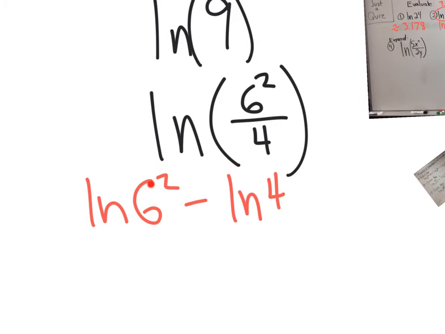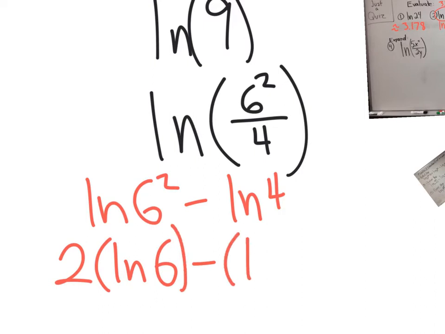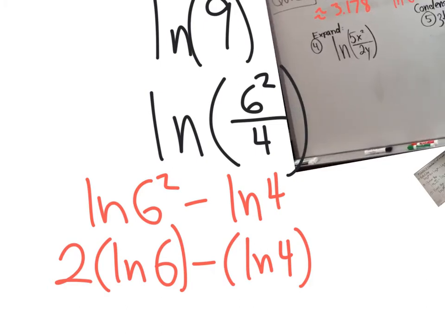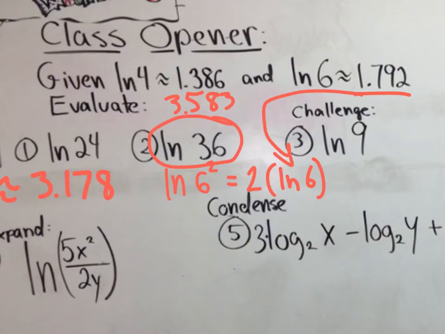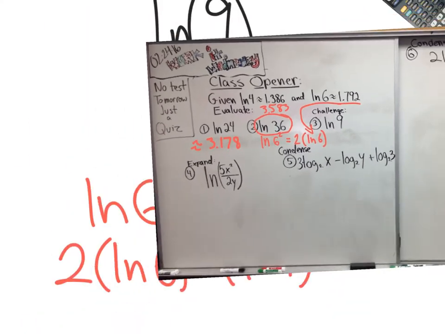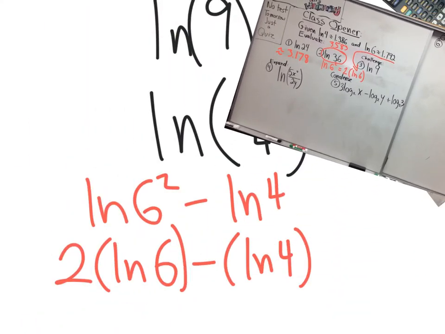And of course, this power could also be expanded out here to the front because of the power property. So my final answer will be 2 times ln of 6 minus ln of 4. Now you're probably wondering why I'm putting them in parentheses, because the whole purpose of this is to be able to use the decimal values that they give us, and they do give us the decimal values of 1.386 and 1.792. So then it just becomes a question of substituting those values into those parentheses.